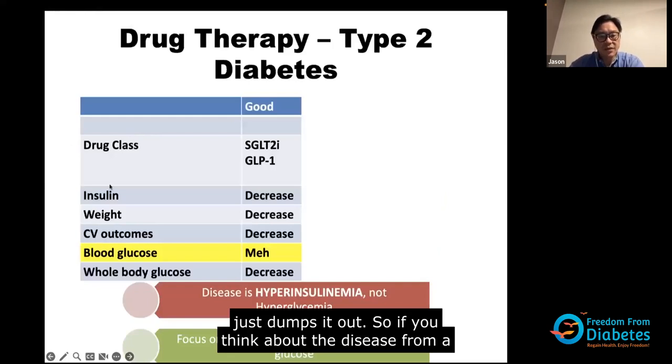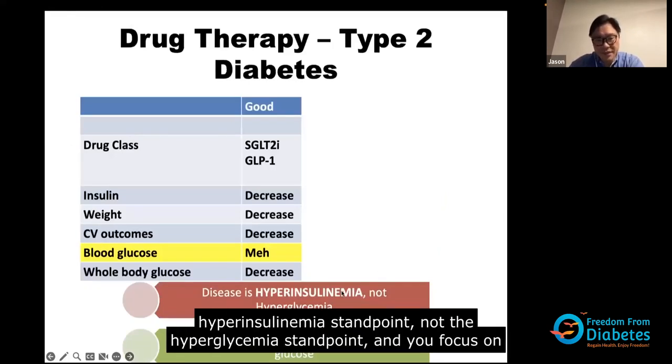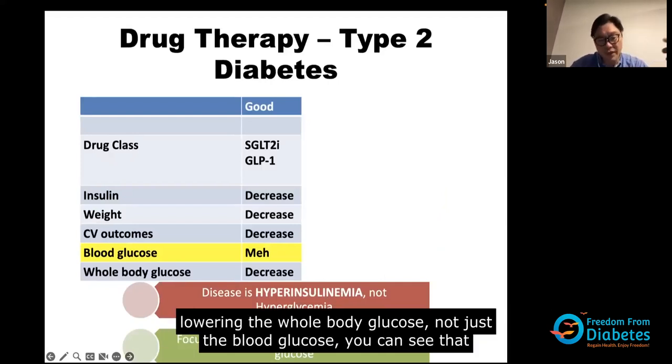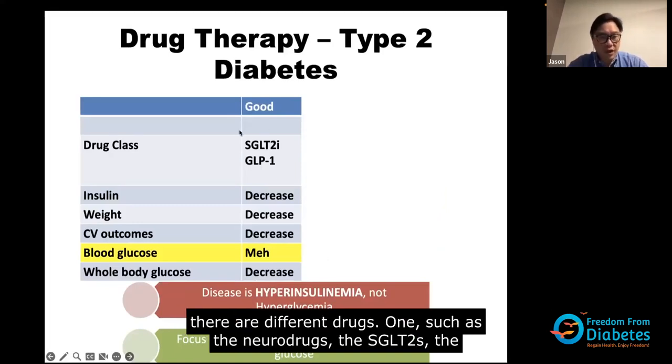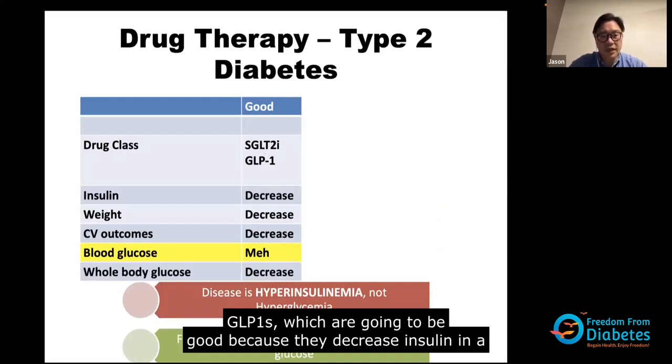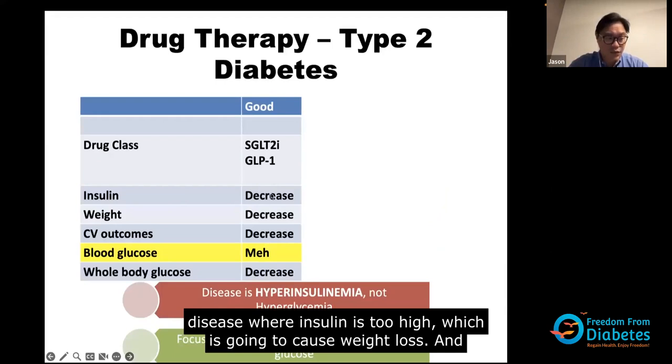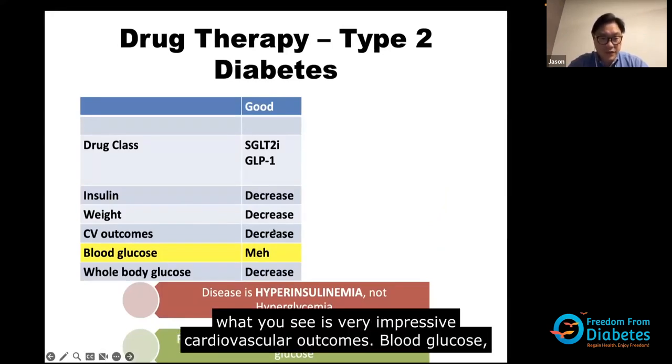So if you think about the disease from a hyperinsulinemia standpoint, not the hyperglycemia standpoint, and you focus on lowering the whole body glucose, not just the blood glucose, you can see that there are different drugs, such as the SGLT2s and the GLP-1s, which are going to be good because they decrease insulin in a disease where insulin is too high, which is going to cause weight loss. And what you see is very impressive cardiovascular outcomes.